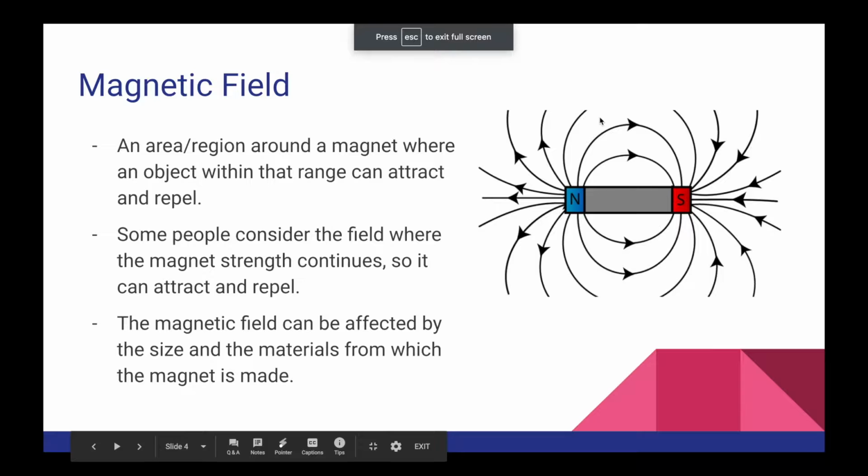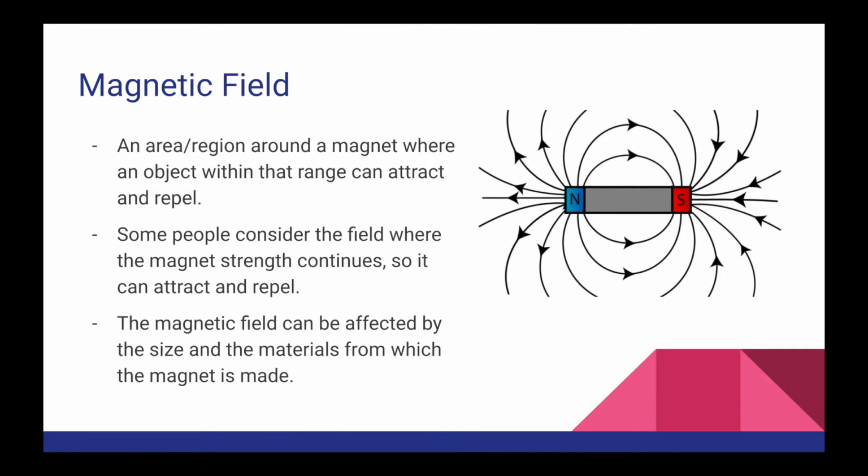Let me just represent this. And then the materials from which the magnet is made. We will talk about materials in a later topic. So basically, what is it made of?